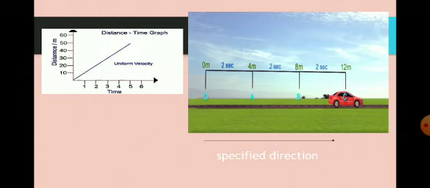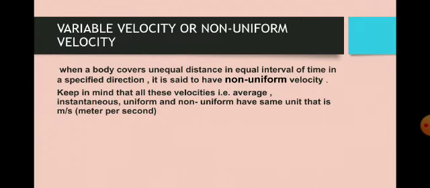And in another figure, after each 2 seconds, the same distance is covered, that's 4 meters, 4 meters and 4 meters. So after equal intervals of time, equal distance is covered, then the car is moving with uniform velocity in a specific direction.